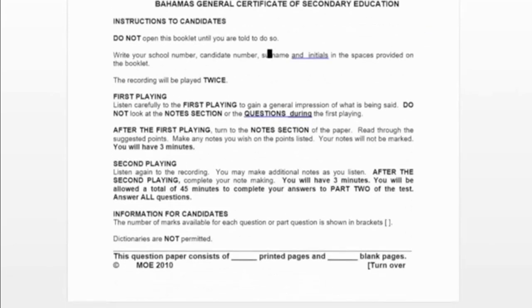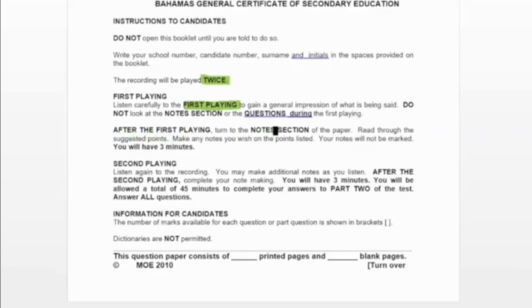The recording will be played twice. That is important to know. During the first playing, however, you will simply listen for the general impression of what is being said, and you will make mental note of the main ideas and any relevant or important information. At the end of the first recording, you will be given an opportunity to take notes.